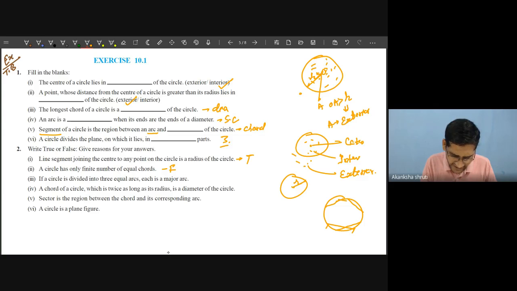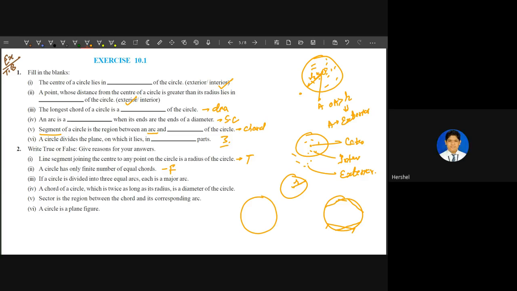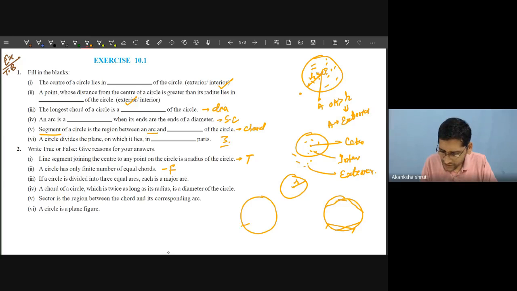If the circle is divided into 3 equal arcs, each is a major arc. Is it true? False. Students, yes, you have divided it into 3 equal parts, but none of them is greater than pi r. For a major arc, its length should be greater than pi r. Here it's half of the circumference length, but here it is less than that, that's why it's also false.